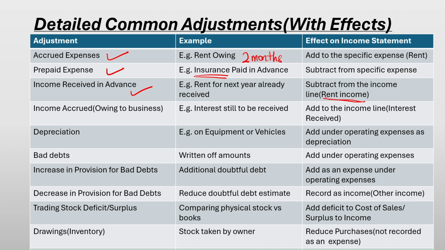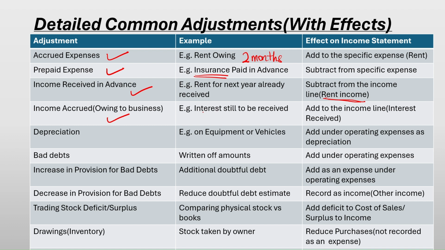Then the rent income for that specific year in our income statement will be 10,000 rands. All right. Then now, next one, we have our income accrued. Income accrued, right? So income accrued, obviously, is what is owed to the business. It is owing to the business.